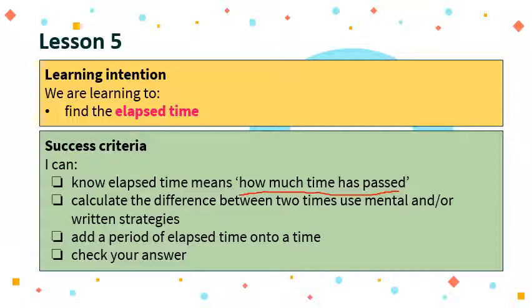We're also going to be adding periods of elapsed time onto a time. So let's say 9 a.m. plus 5 hours and 45 minutes. What would that bring us to? What would be the new time? And lastly, just checking our answer.